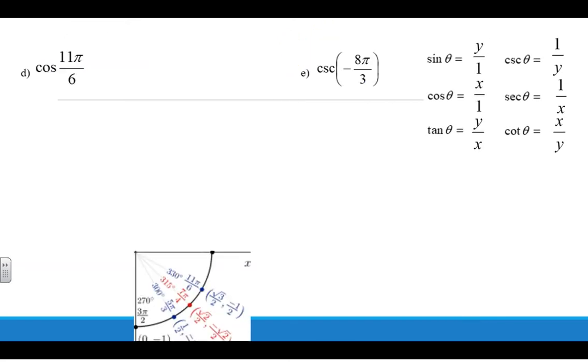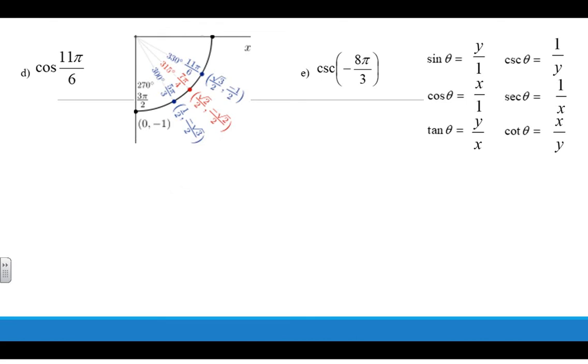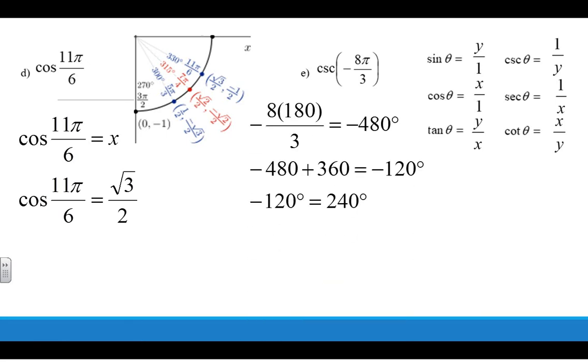Now we're switching to radians, but again, you should know how to handle that. Cosine is the x value. So then you would just write the x value is radical 3 over 2. Look at us go. Negative pi over... is a negative 480. Okay, and then from there we have to get -120.